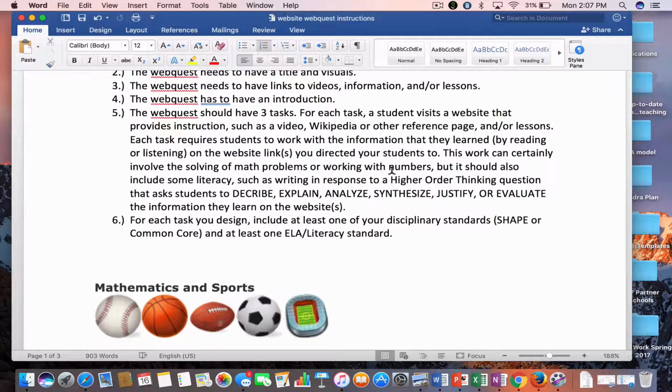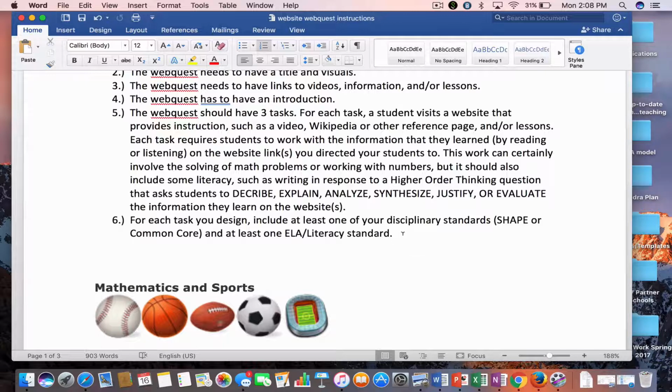But in addition to that, you're going to ask a higher order thinking question that requires your students to do one of these: to describe, to explain, to analyze, to synthesize, to justify, or evaluate. So they're going to be working with the information. They're going to do simple 1-word answers or solving equations, and then you're going to ask them to respond to a higher order thinking question in writing. So that's how you hit your literacy.